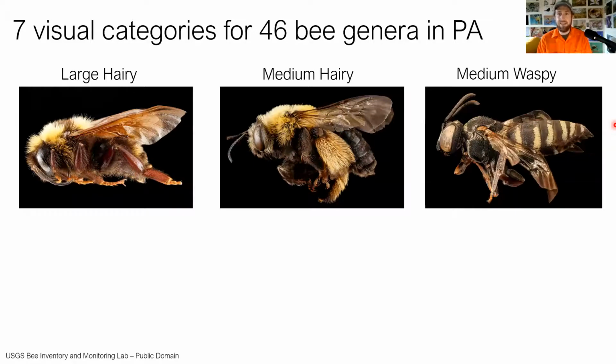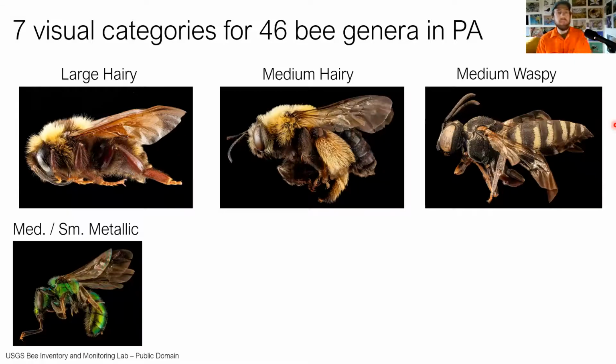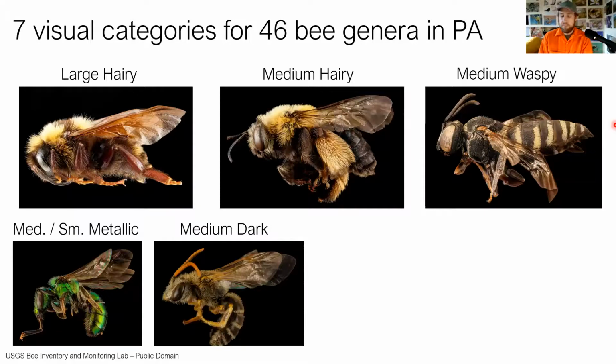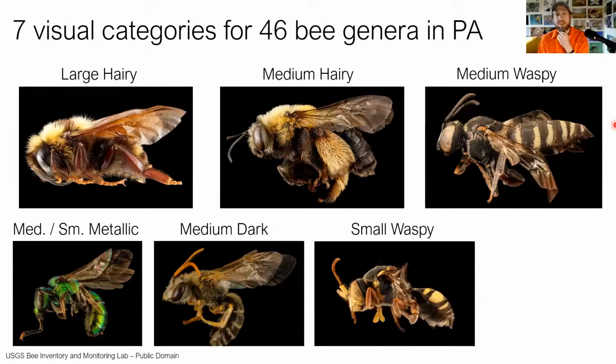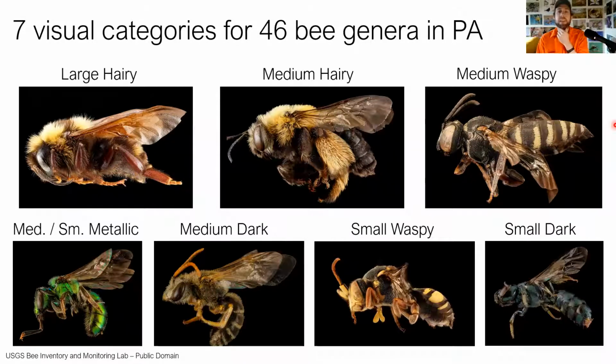They're not hairy, and they're kind of pointy and not as robust sometimes. They're potentially going to be confused with wasps. Then we have these medium or small bees that are bright green metallic, or some of them can be blue. Then we have medium-sized bees that are dark, and this group is also normally pretty hairy. Then we have small and waspy. These are, again, often brightly colored and not very hairy. And then finally, small and dark. This is Ceratina, again, down here in the corner. The small and waspy and small and dark are definitely the trickiest ones.